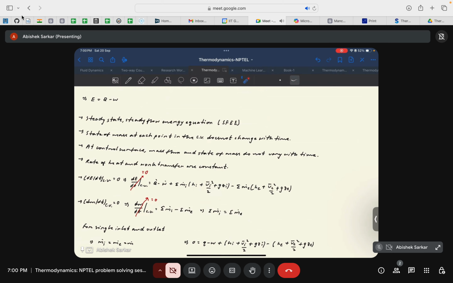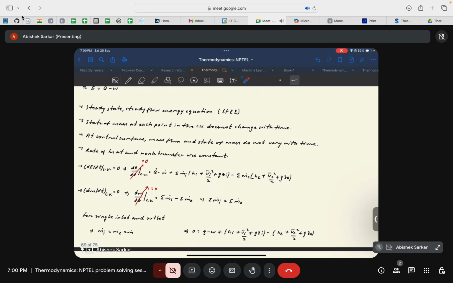It is q dot minus w dot plus summation of mi dot (hi plus vi square by 2 plus g zi) minus summation of me dot (he plus ve square by 2 plus g ze). Again, there is a certain level of manipulation that can be done. You can keep all the positive terms at one side and take the negative terms to the other side, so that you're left with q and the mi terms on the left hand side, and w and the me terms on the right hand side. This is another form of your steady flow energy equation.